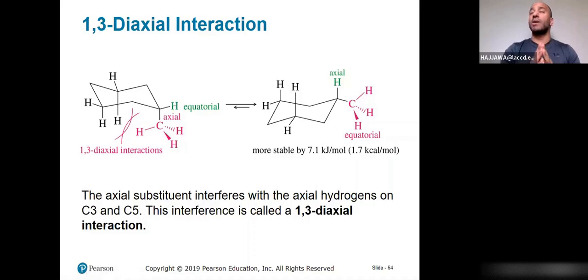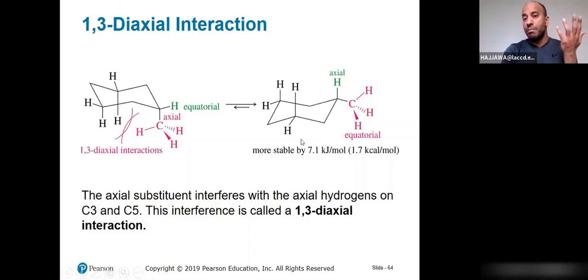And this 1,3 diaxial interaction, it destabilizes the molecule or the chair conformation. This makes the molecule that's going to have 1,3 diaxial interactions much more than the other to be less favored. And that's why you see here the equilibrium is favoring the right-hand side. How come? Because when it's in the equatorial position, when you have the substituents on the equatorial position, you cannot minimize the amount of 1,3 diaxial interactions in the molecule.